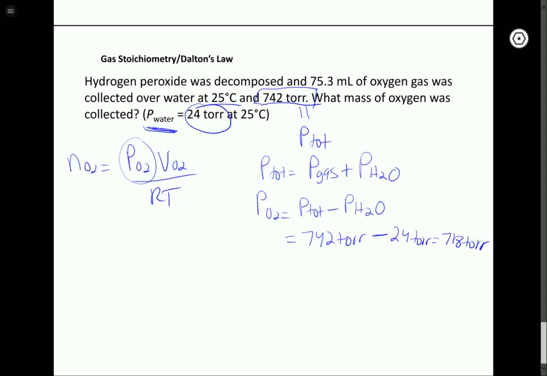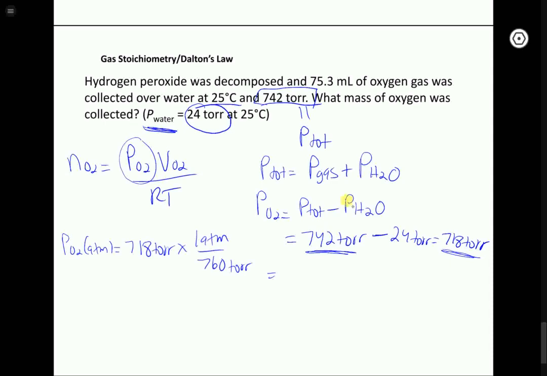So those of you that missed this, mostly what you did was you put 742 torr directly into the equation, but we wanted this pressure here. So now we also have to convert this into atmospheres. So we have 718 torr. We convert that to atmospheres, which is 0.945.